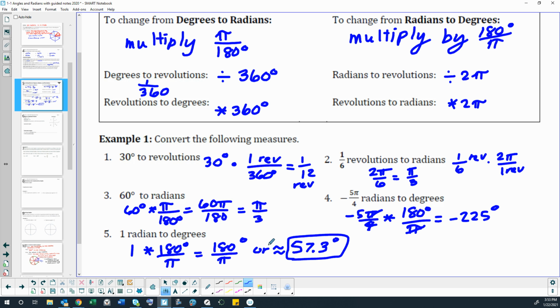Alright, so on this assignment, being able to change between radians, degrees, and revolutions is particularly important and leading us into the next section of material.